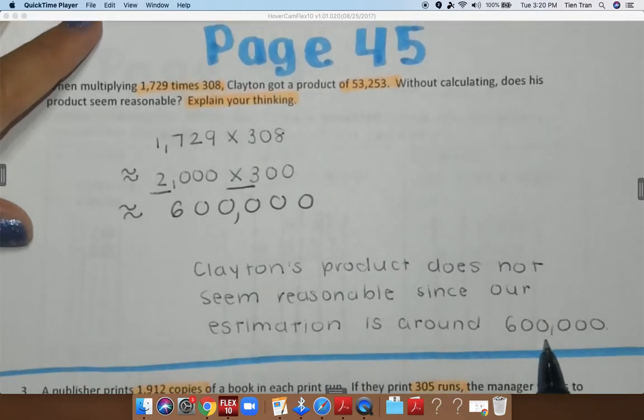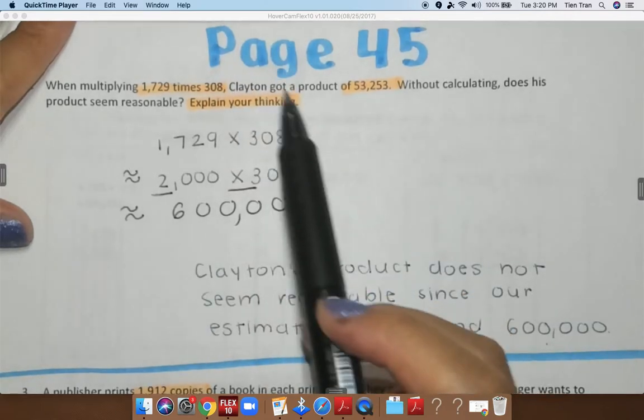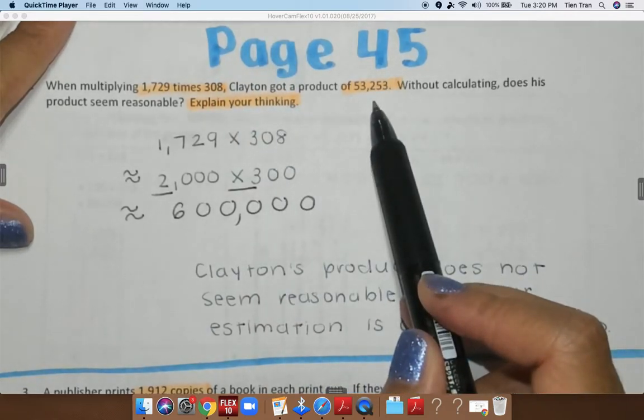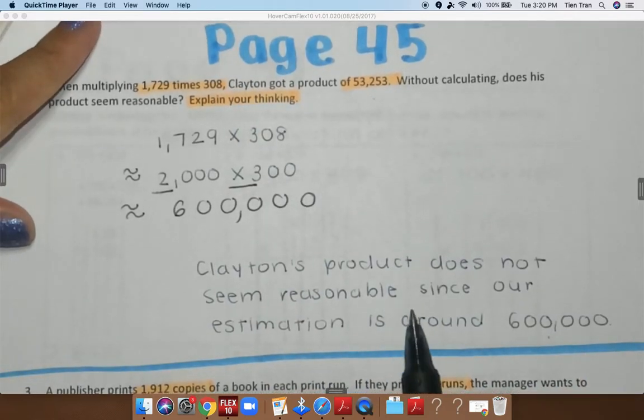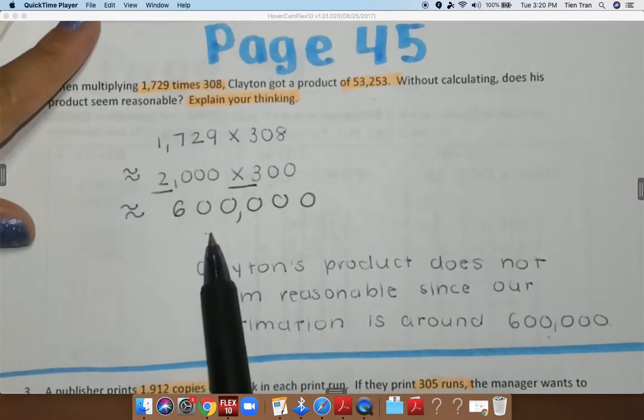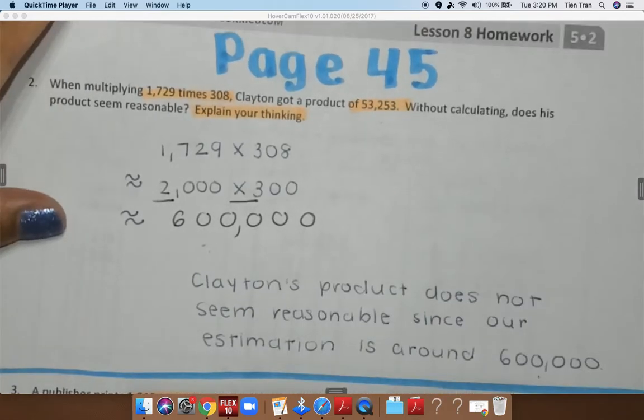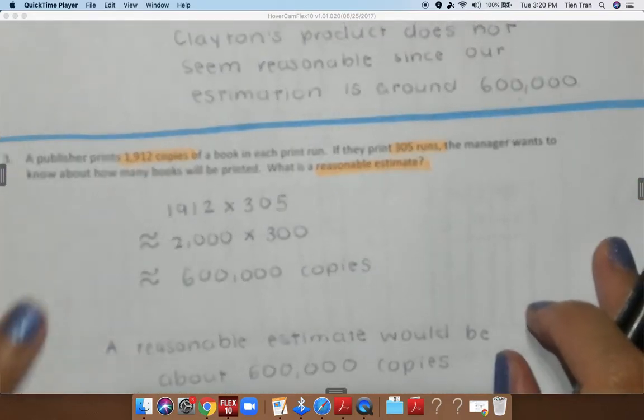That doesn't make sense, right? There's no reason that his answer should be 53,000. That's too little. So that's why I'm explaining that his answer should have been a little bigger than that. Now, I'm going to do problem number 3.